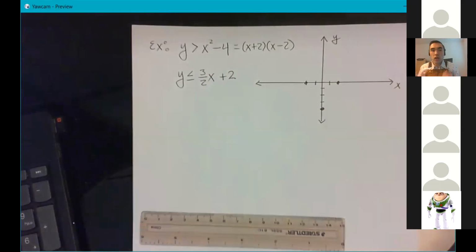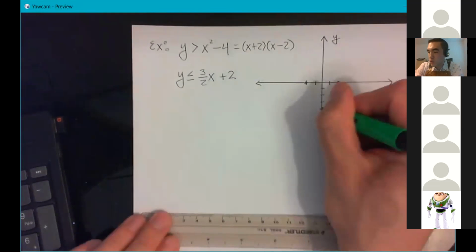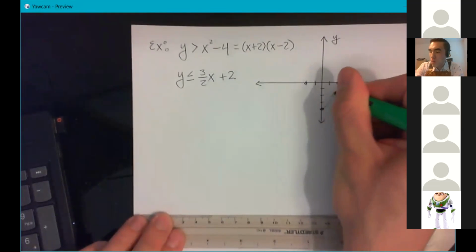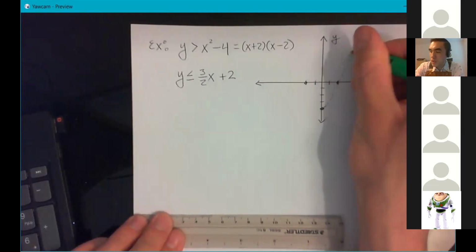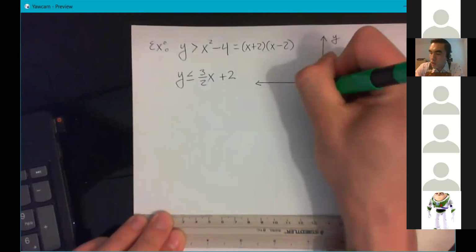And what kind of line am I going to draw this parabola with? A dotted line. I'm going to draw it with a dotted line because this is a strictly greater than. There is no potential for equality. And so I'm going to draw my parabola out with a dotted line.